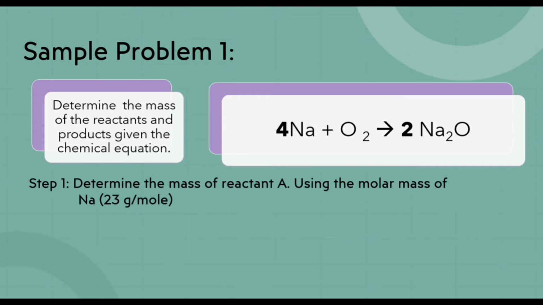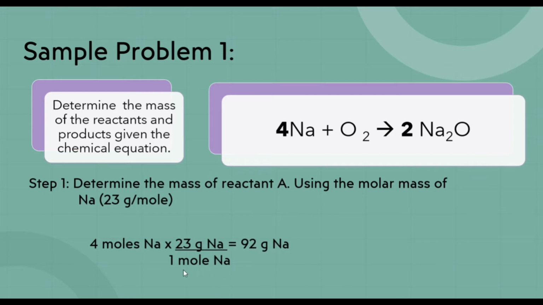Step 1. Determine the mass of reactant A. Here, our reactant A is sodium. So we will use the molar mass of sodium, which is 23 grams per mole. Okay, from that, we have 4 moles of sodium. Then we will use the molar mass of sodium. And so we have 4 moles sodium times 23 grams. For every 23 grams of sodium, we have 1 mole.